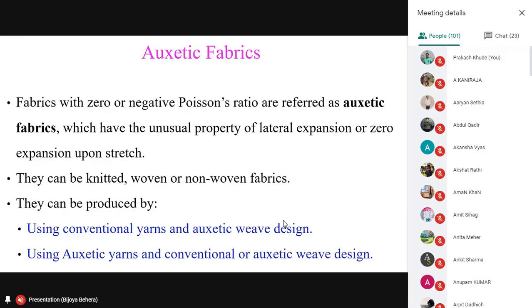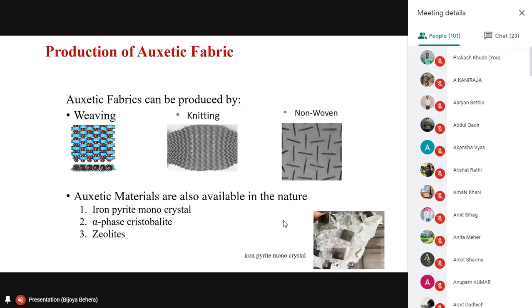Coming to auxetic fabric. Definition remains the same. Fabrics with zero or negative Poisson's ratio are referred to as auxetic fabric, which have an unusual property, a very, very interesting property. As I said, these fabrics can be knitted fabric, woven fabric, or non-woven fabric. The only thing is, you should understand the mechanism of how auxetic woven fabric can be produced. Today we will discuss only woven auxetic fabric.